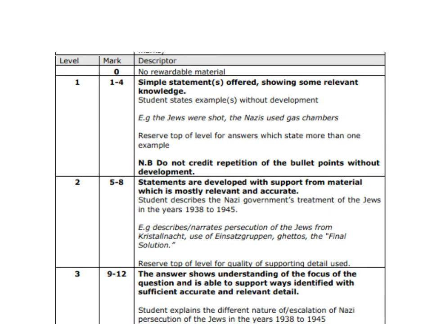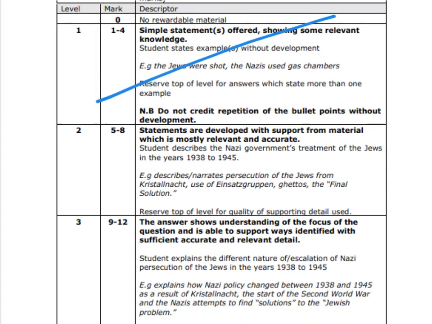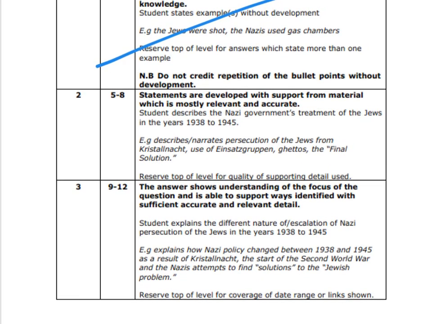So there is the mark scheme. You're certainly writing more than a simple statement. Okay, so I think we can ignore that. The key characteristics of level 2 tend to be a very descriptive answer. Statements are developed. We've certainly written developed. You put in lots of relevant and accurate information, but it tends to be a sort of descriptive. Now your answer is better than that.